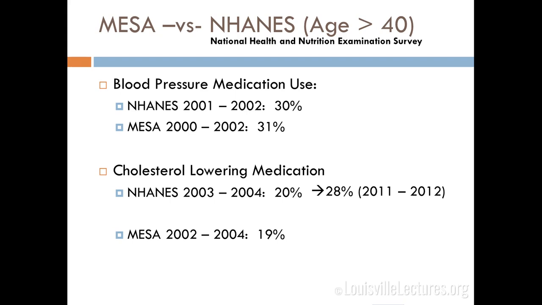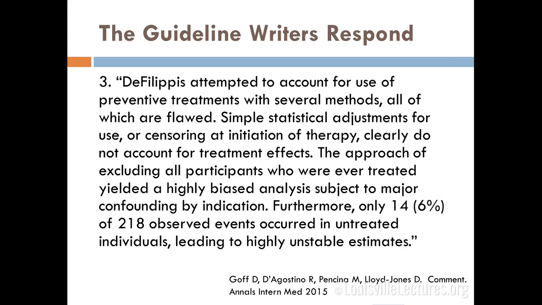So when NHANES redid these numbers in 2011 and 2012, it went up to 28%. At a similar time point in MESA, it was a little higher at 34%. But we certainly don't think it's extremely different from what we're seeing in practice. Okay, number 3, personal attack.